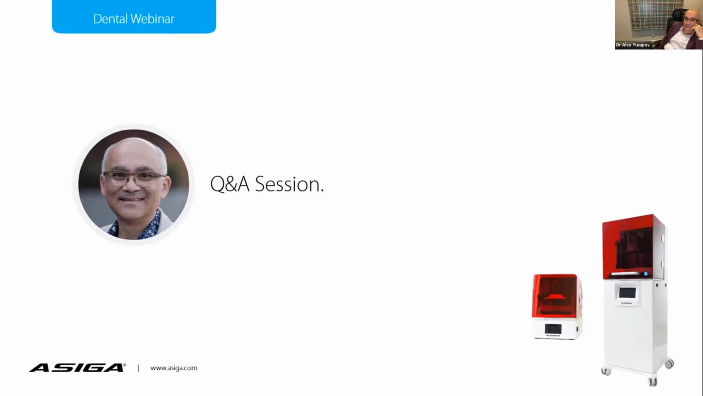Yeah, okay, cool. The other one is, why have you chosen to have a large Pro 4K printer when you've got two of the desktop Max UV? Why have you selected that combination of printers?